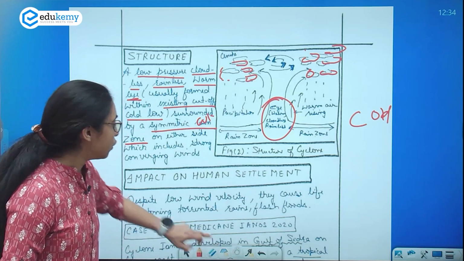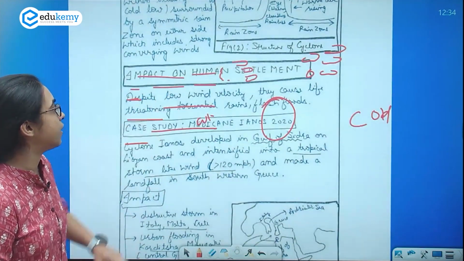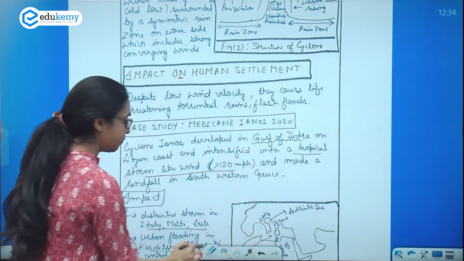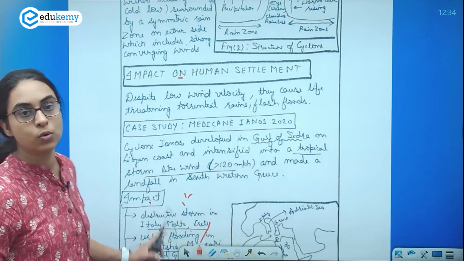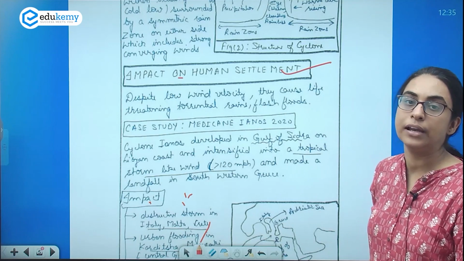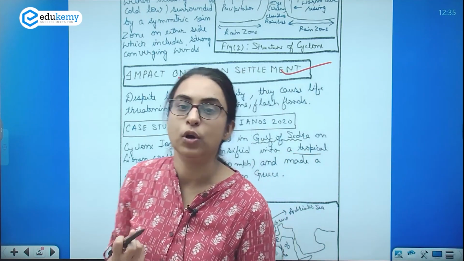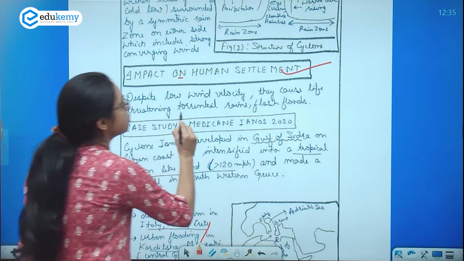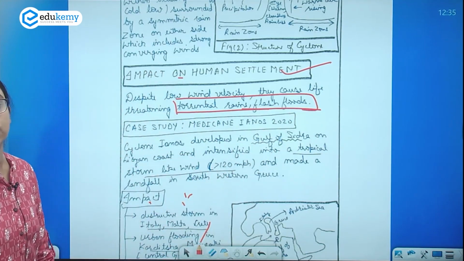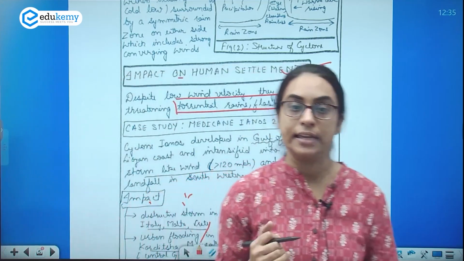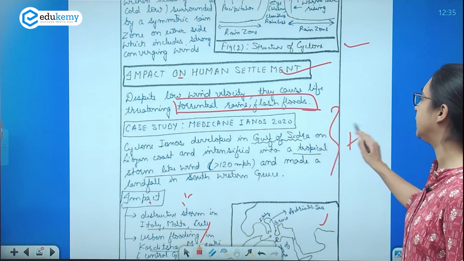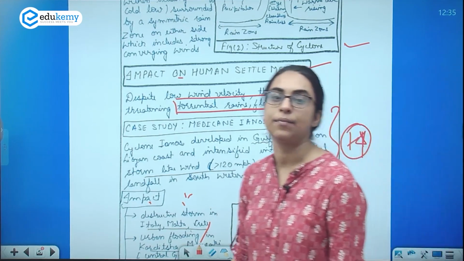Now you can very smartly put the case study as in why this concept was in news, and you can also write about the impact on human settlement. Like, despite the low wind velocity, they lead to torrential rainfalls, they lead to flash floods. So despite the wind velocity being low, you write a case study. If you write a case study and draw diagrams in the answer, you definitely get extra marks. So, case study.